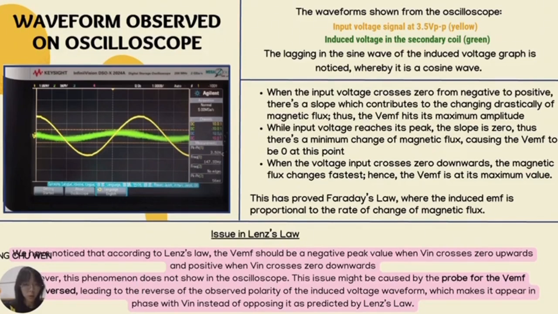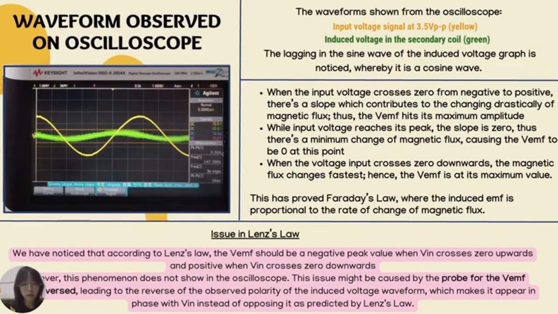We can notice that when the input voltage Vin crosses 0 from negative to positive, there's a slope which contributes to a drastic change of the magnetic flux. Thus VEMF, the green graph, hits its maximum amplitude at this point, while when the input voltage Vin reaches its peak, the slope is equal to 0. Thus, there is a minimum change of magnetic flux, causing VEMF to be 0 at this point. When the input voltage crosses 0 downwards, the magnetic flux changes the fastest. Thus VEMF, the green graph, is at maximum value here too.